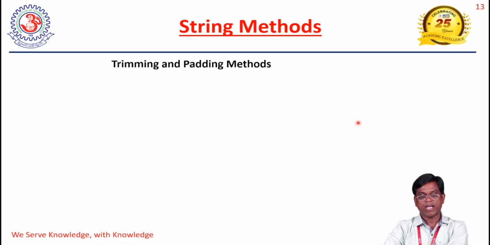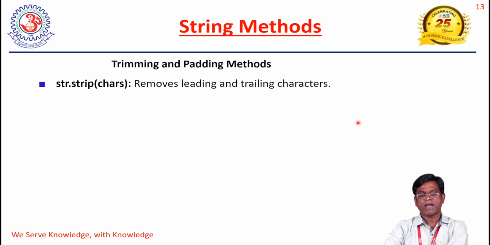Next we have a category of trimming and padding methods. These trimming and padding methods are mainly useful for removing blank spaces or specific characters. And if you want to fill the blank spaces with some other characters, then I can use these methods. The first one is str.strip of characters. Its purpose is to remove leading and trailing characters. In the given string, any blank spaces or other characters will be removed.